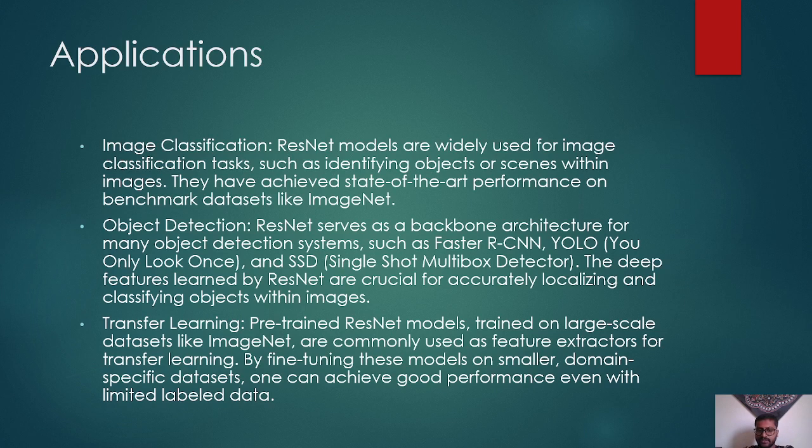Object detection. ResNet serves as a backbone architecture for many object detection models such as Faster R-CNN, YOLO, you only look once, and SSD, single shot multi-box detector. The deep features learned by ResNet are crucial for accurately localizing and classifying objects within the image.